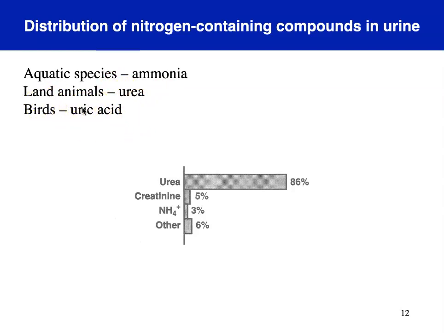Now, in human urine, urea holds almost 90% of all the nitrogen-containing compounds in the urine. Creatinine, you might have heard of that. Creatinine is usually used for detection of kidney function. That is about 5% of all nitrogen bodies. Ammonia is only 3%. You see, the concentration of ammonia in the blood and even in the urine is not very high. This is a toxin. We cannot have high concentrations of ammonia in the blood.